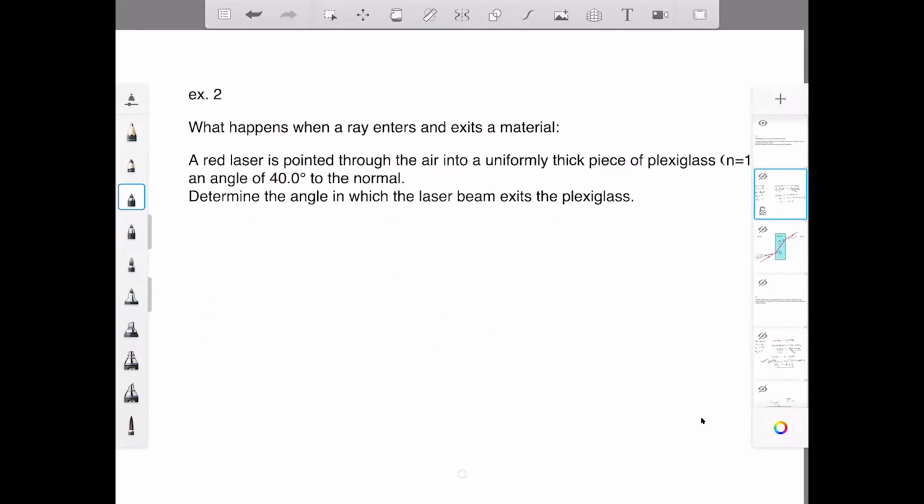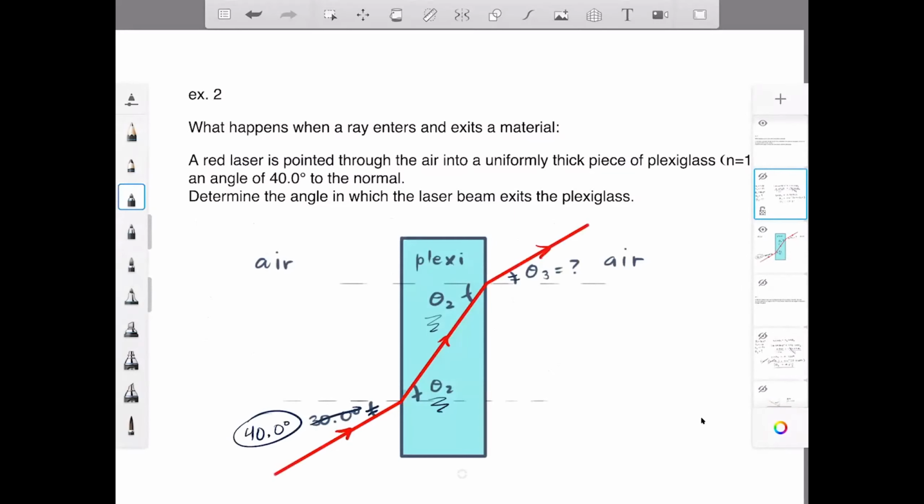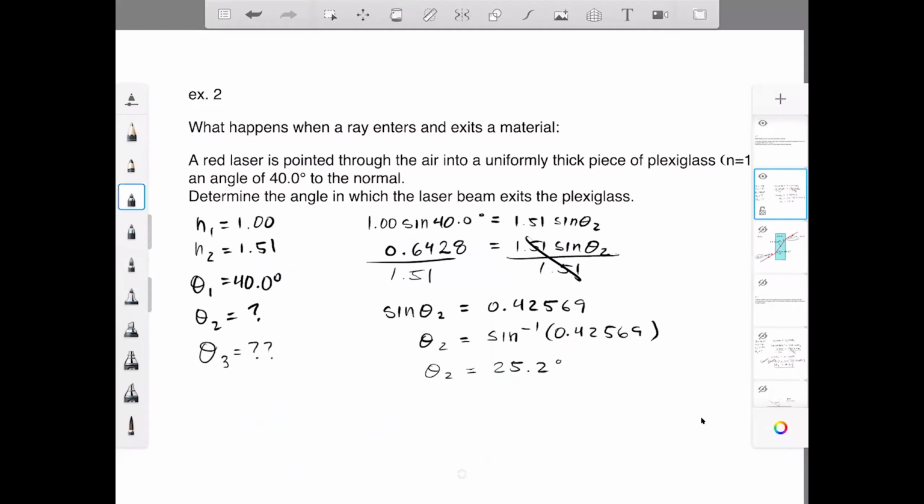Let's erase this and go back here. We now know that this angle is 25.2 degrees. And this one is 25.2 degrees as well. This is going to end up being your angle of incidence through the plexiglass. And this right here is your angle of refraction that we're going to need. So the way that we're going to figure this out is to just apply the rule one more time.